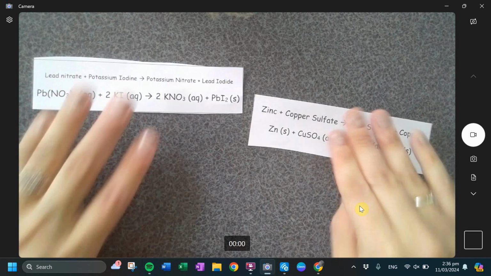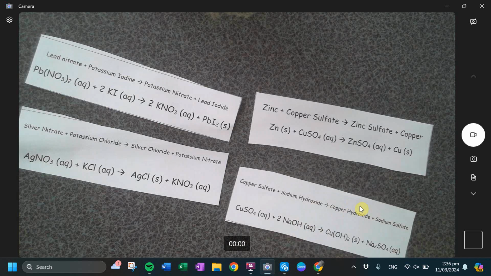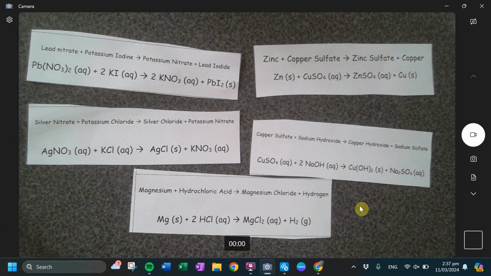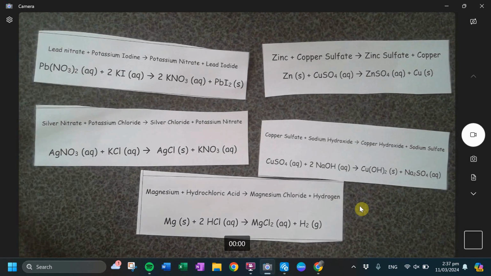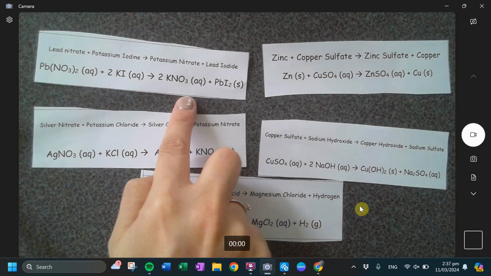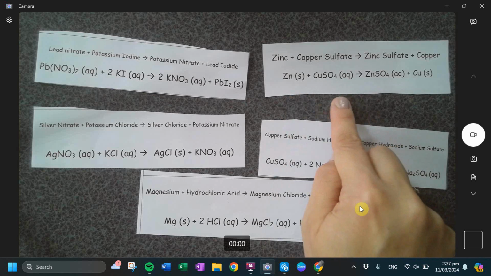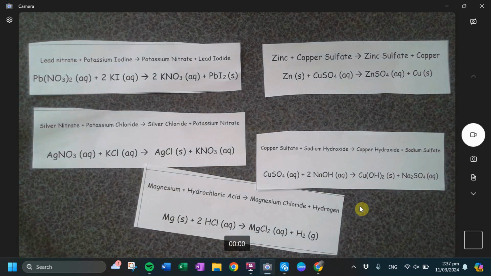Now this one's a bit more challenging. So let's see what we notice pattern-wise. What we could look at to help us figure out what's going on is we could look at the states. So we see how these two are aqueous. It has one aqueous product and one solid product. This one's solid plus an aqueous. We have an aqueous and a solid. So are these two similar, or do you think they're kind of different?